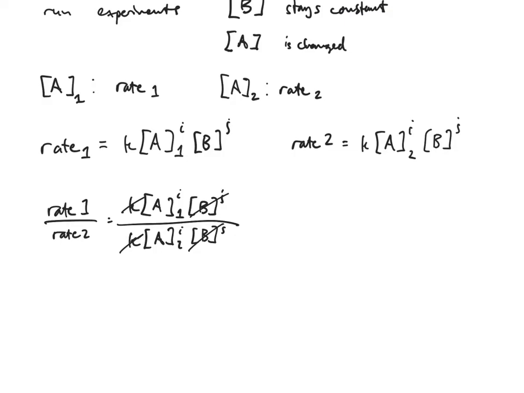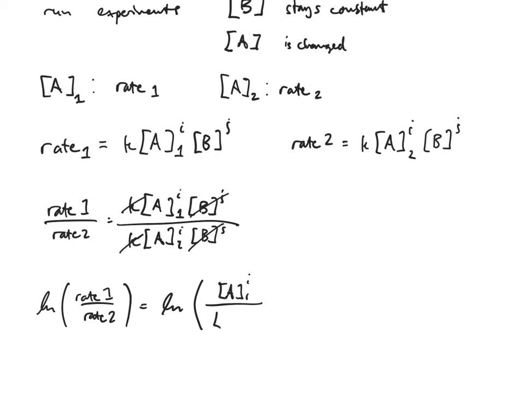Now the next step is to take the natural log of both sides. So we're going to get the natural log of rate 1 over rate 2 equals the natural log of the concentration of A in the first case over the concentration of A in the second case.